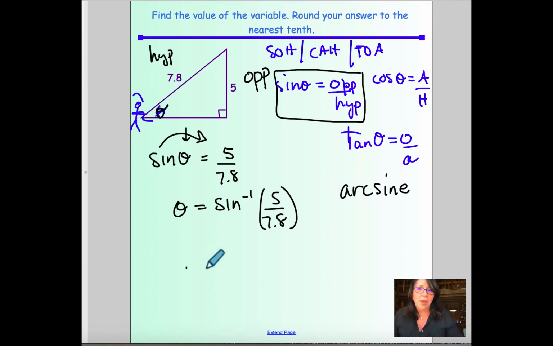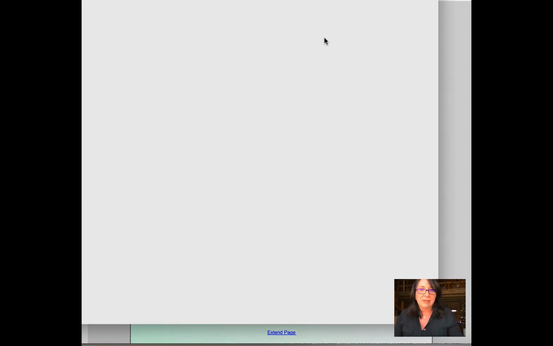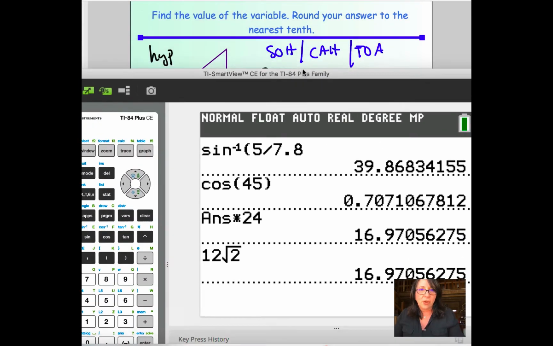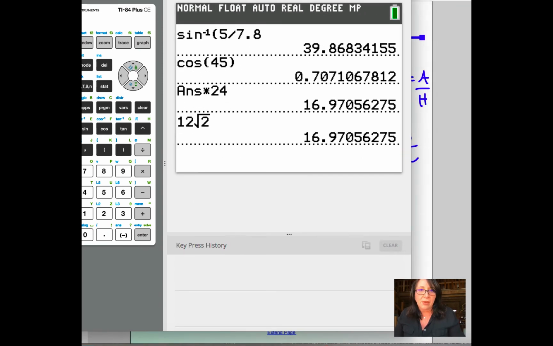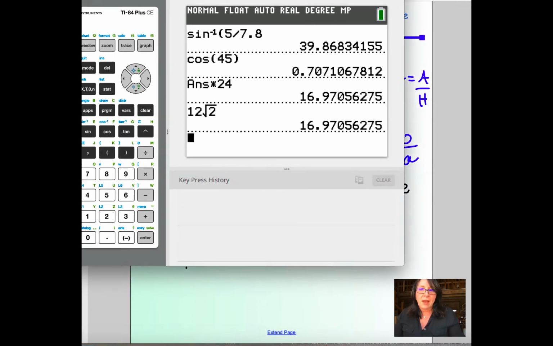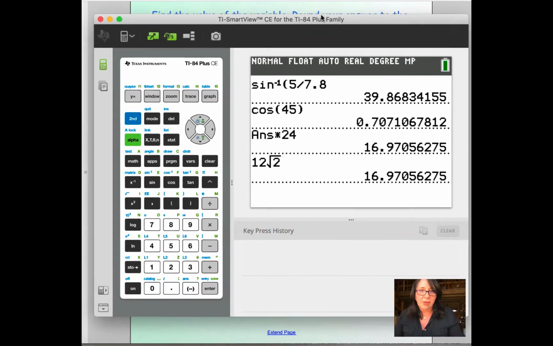Now, one way to do that, let me see where my calculator is. There it is. Okay, so in using this calculator, see if I can make it so that you can see it also. Shrink it down here. Okay, so I think you can see it right here.